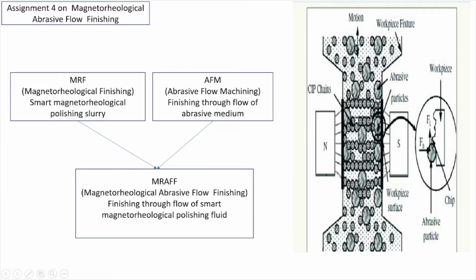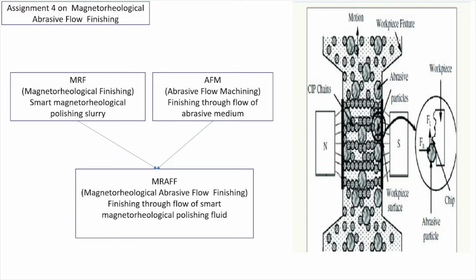So basically in the MRAFF process, a magnetically stiffened slug of the magnetorheological fluid is extruded, and a back and forth motion goes on across the passage which is formed by the workpiece and the workpiece fixture. So that extrusion is done by back and forth motion.